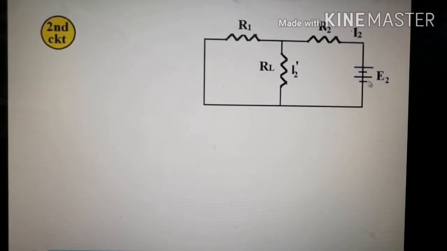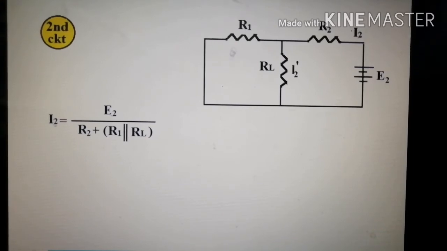Here there is a single source, that is E2. I2 is the current which is drawn by the source E2. How can we calculate I2? I2 is nothing but E2 divided by the whole resistance of this circuit. See the circuit very carefully. R1 and RL are connected in parallel, and the parallel combination of R1 and RL is in series with R2. That's why I2 is equal to E2 divided by R2 plus, in brackets, R1 and RL in parallel.